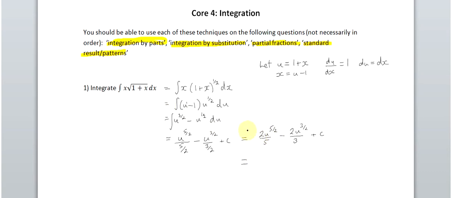If I was putting limits in, I'd have just turned the limits into terms of u and substituted. So to finish off, I've got 2/5 of u, which is (1 plus x) to the 5 over 2, minus 2/3 of (1 plus x) to the 3 over 2 plus c. And there we go.